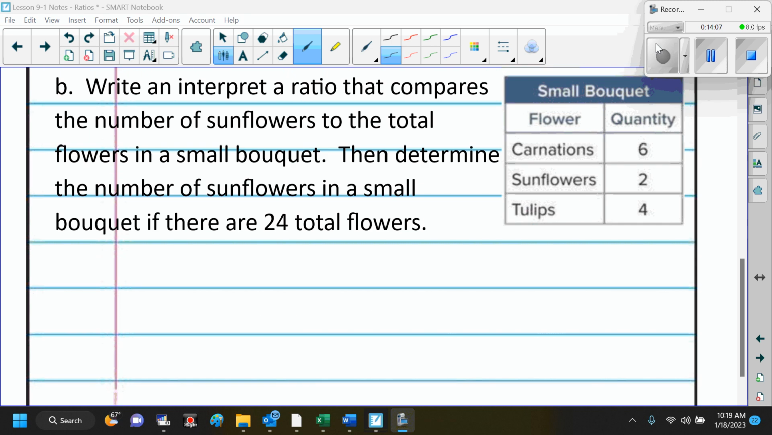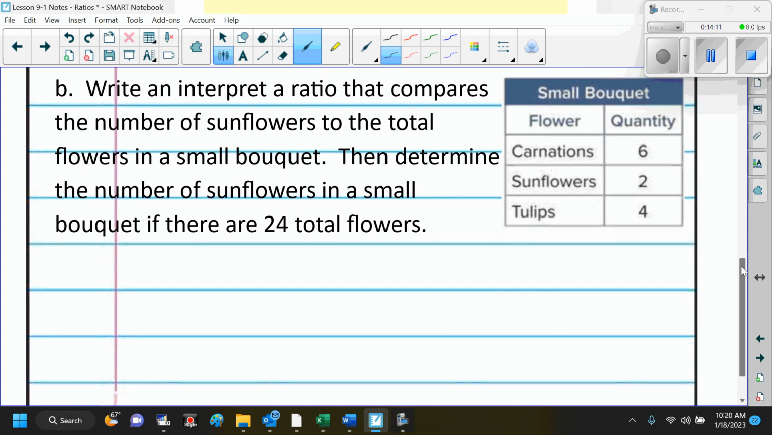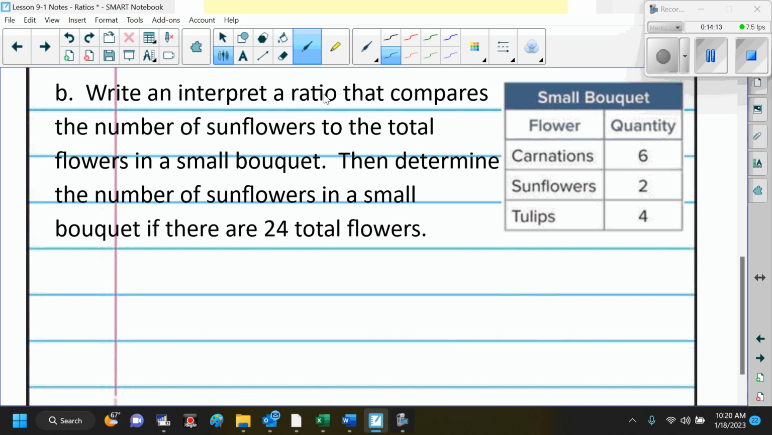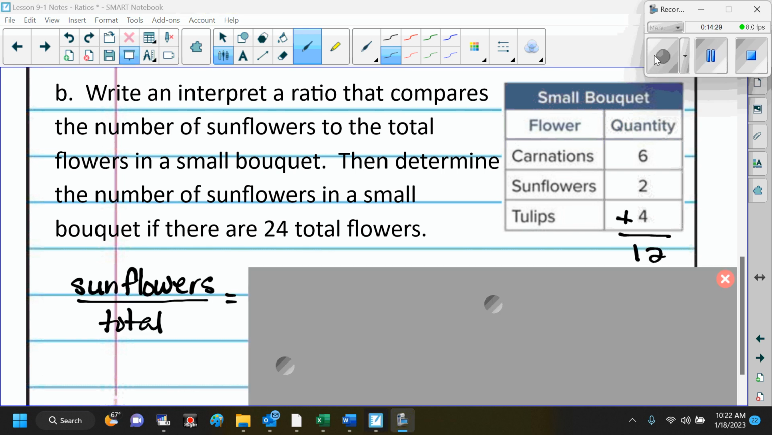All right, so you guys are going to do letter B with your table partners. It says write and interpret a ratio that compares the number of sunflowers to the total numbers of flowers in a small bouquet. Then determine the number of sunflowers in a small bouquet if there are 24 total flowers. So yeah, we're comparing sunflowers to total.